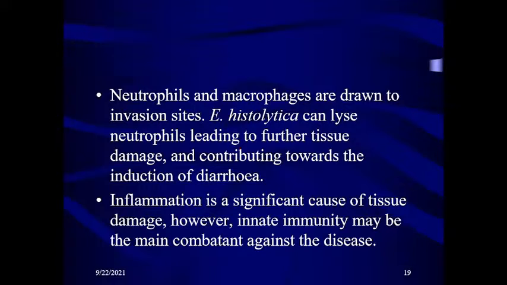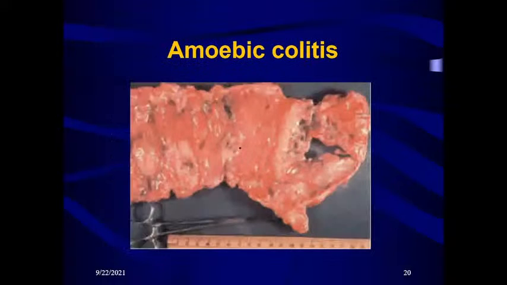Inflammation is a significant cause of tissue damage. However, innate immunity may be the main combatant against amoebiasis. So strong innate immunity is going to be useful here. Maybe colitis, basically you see edematous, you see very red mucosa. You can find ulceration and perforation.